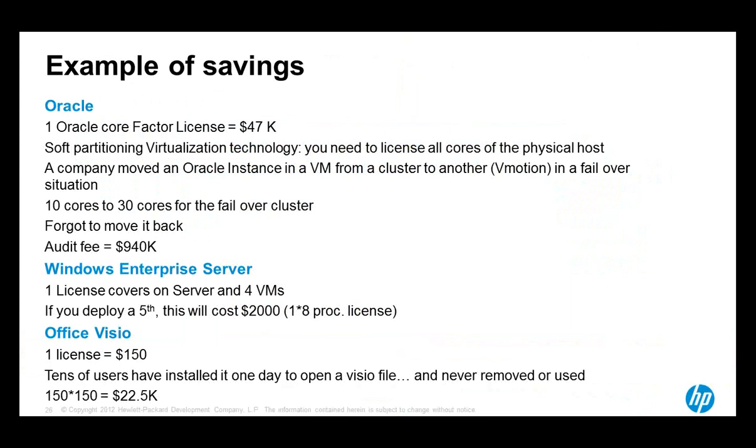It's interesting to see that Oracle has complex rules around virtualization technologies. For instance, if you are running your Oracle server on a soft partitioning virtualization technology, such as VMware, you need to license all the cores of the physical host. The physical host being either a physical server or a cluster if you are using, for instance, VMware and a vCenter architecture. So we have an example that we know of a company that had moved an Oracle instance in a VM from a cluster to another using vMotion in a failover situation.